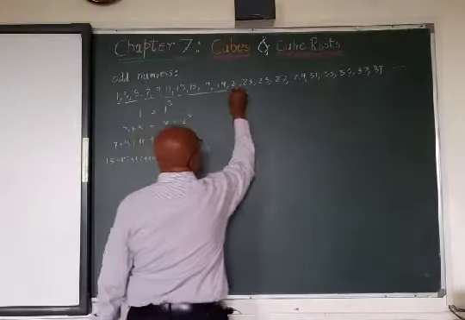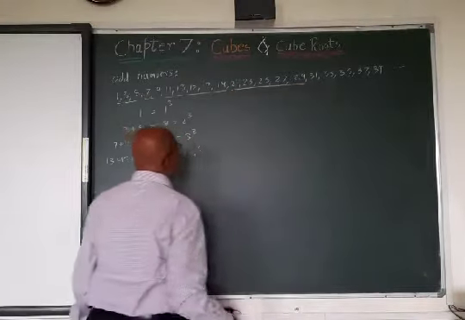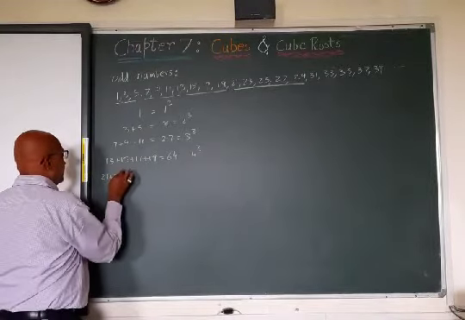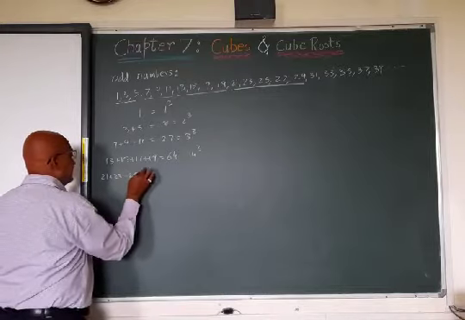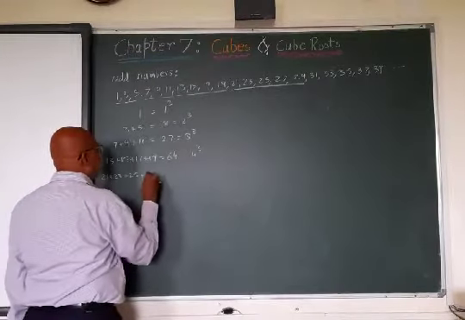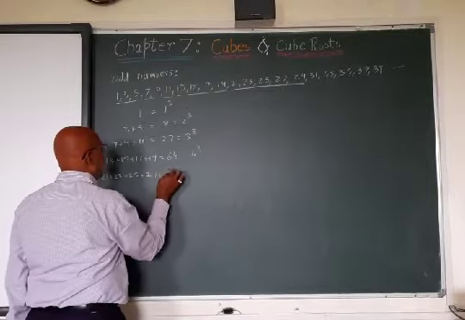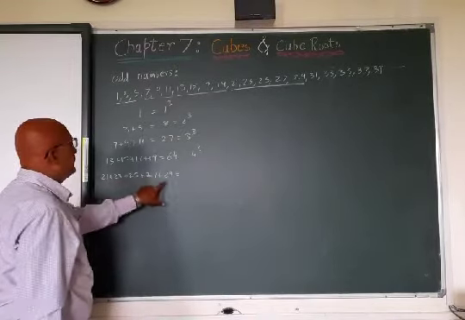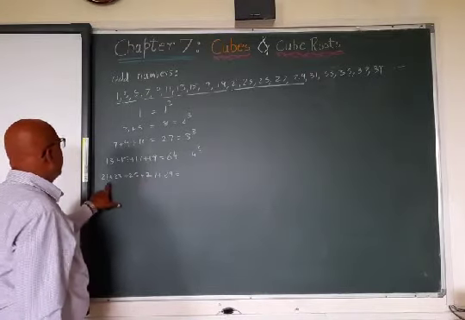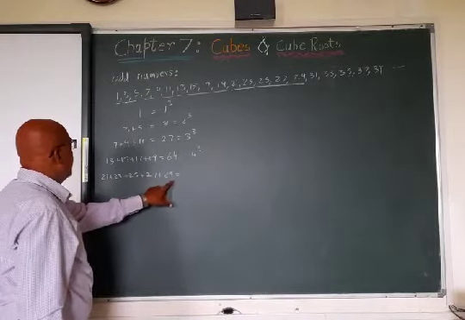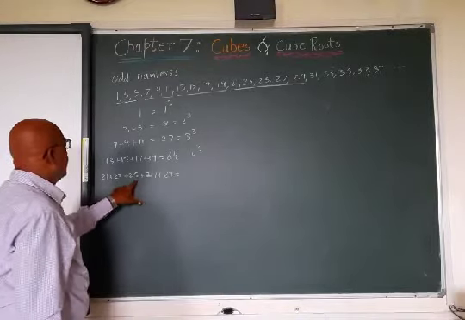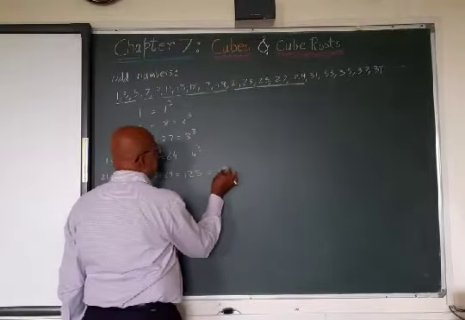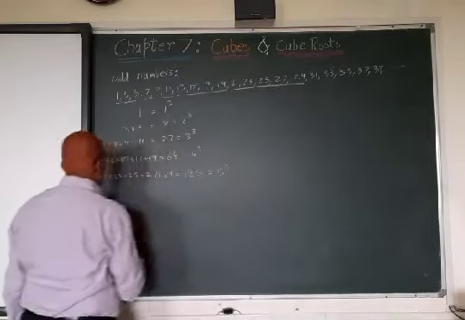Then I will take these 5 consecutive odd numbers, 21 plus 23 plus 25 plus 27 plus 29. What do I get? 1, 2, 3, 4, 5, means 500. Then 110, 120, 125. 125, which is nothing but 5 cube.